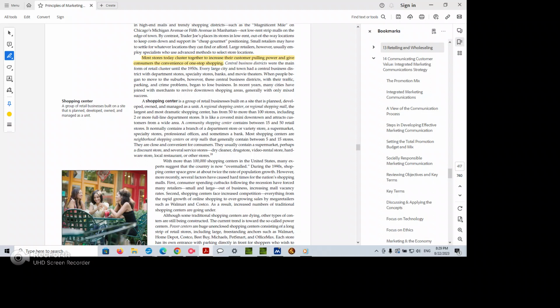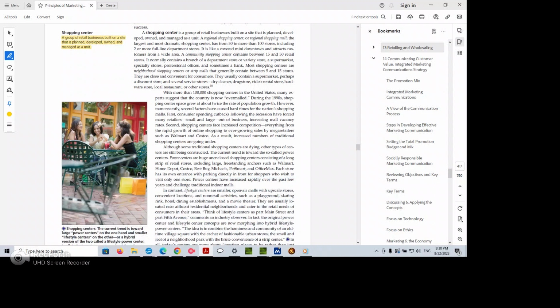But as a matter of definition, and you're probably familiar with this term, but just to make sure, a shopping center is a group of retail businesses built on a site that is planned, developed, owned, and managed as a unit. So if you want to think about this in layman's terms, it's basically a building that features several businesses of all types. Okay? Notice it's not just one small building, it's usually larger to support many different businesses.